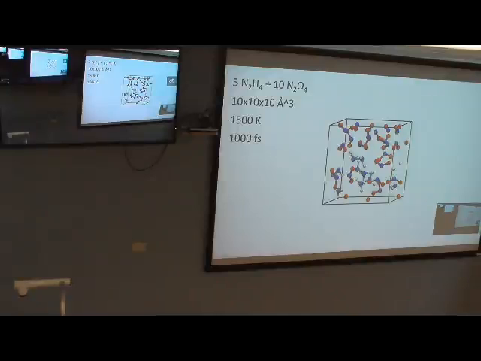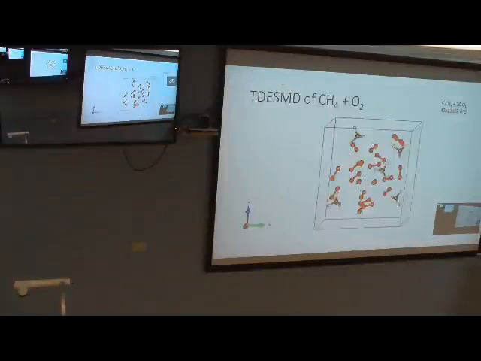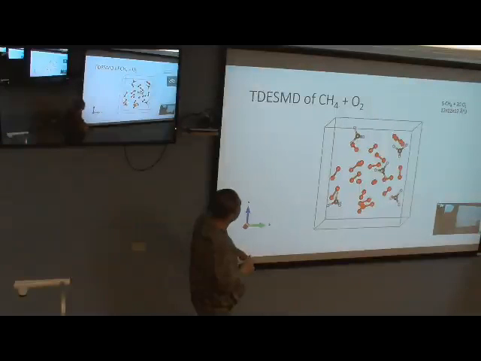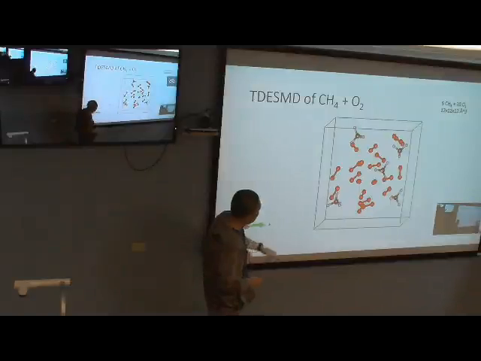I guess for ab initio molecular dynamics to model chemical reactions, three factors are really important. The first one is pressure, the second is temperature, and the last is the orientation of your molecules. So here, for this one, I use TDSMD to model the chemical reaction of methane and oxygens. This is a geometry optimized model.